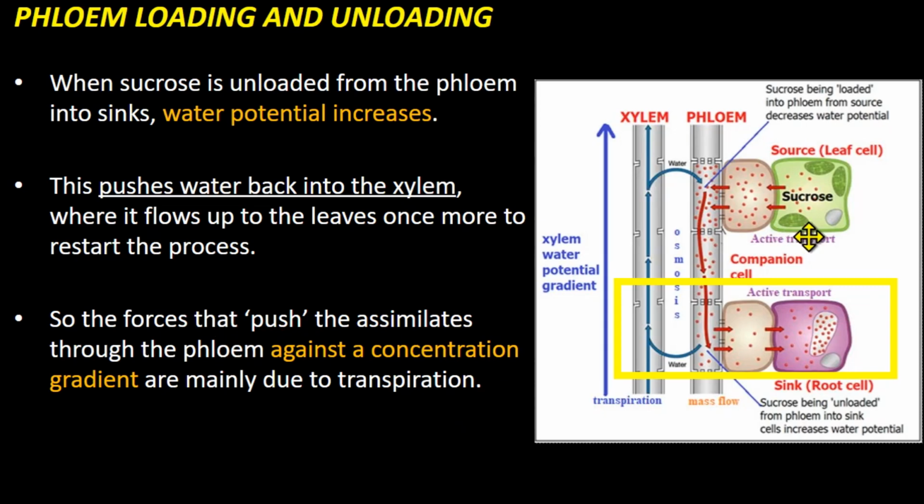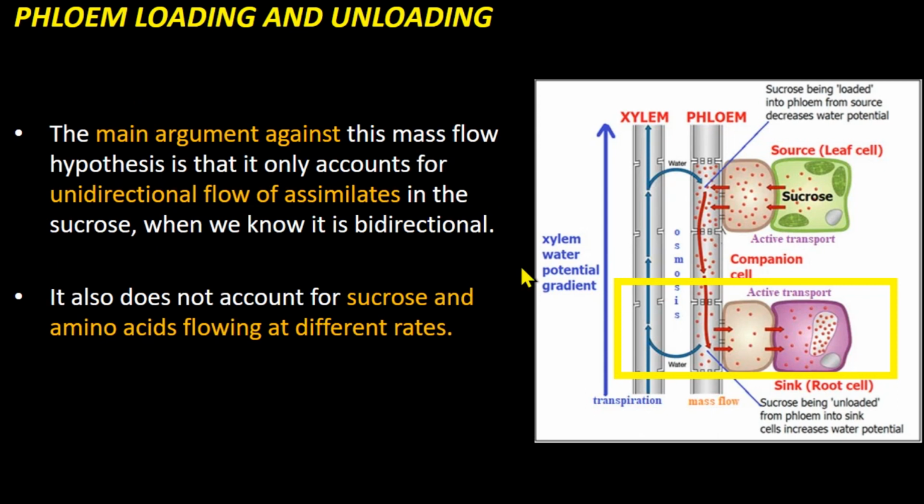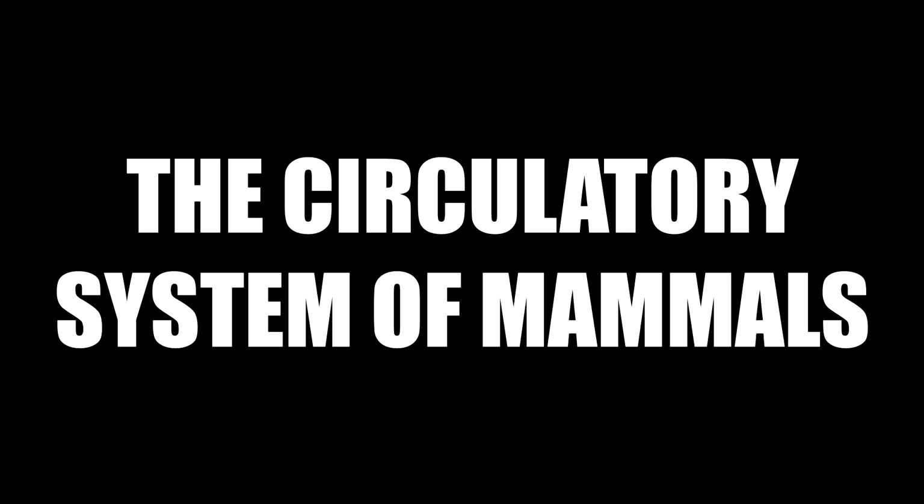active transport as well. Now the main argument against this mass flow hypothesis is that it only accounts for unidirectional flow of assimilates. It doesn't really account for upward flow, only downward flow in this sense. But we know the flow of assimilates is actually bidirectional. The phloem takes substances both up and down. It also does not account for sucrose and amino acids flowing at different rates.